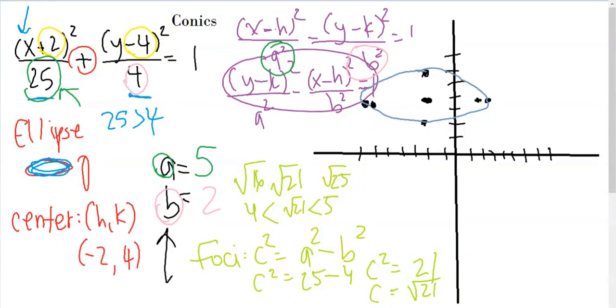So if we were to write out the foci, it would be -2 plus or minus the square root of 21, 4. And that is how you graph this ellipse with this certain equation.